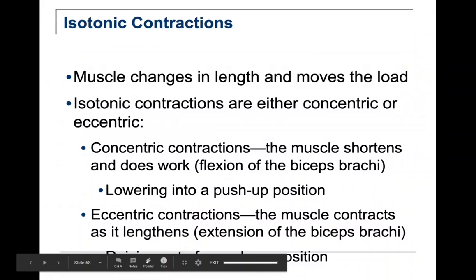So with isotonic contractions, the muscle changes length and moves the load. These are either concentric or eccentric. In a concentric contraction, the muscle shortens and does the work. So it would be flexion of the biceps brachii. Lowering would be into a push-up position. In eccentric contractions, the muscle contracts as it lengthens. So this will cause extension of the biceps.